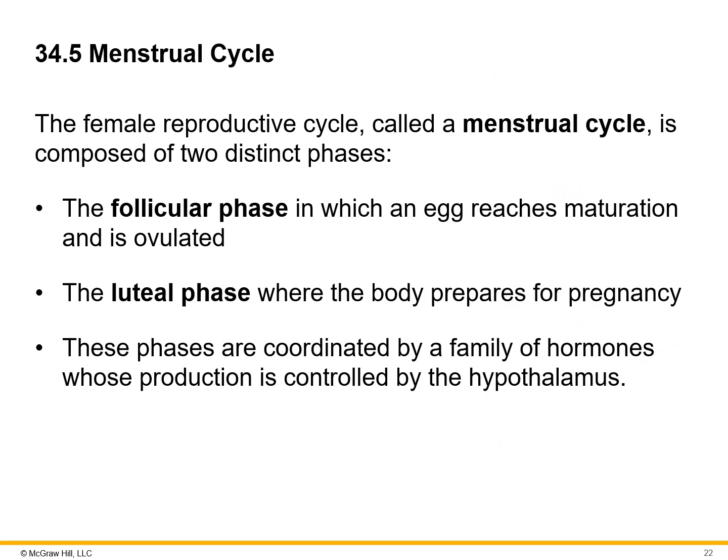All right, so now looking at the menstrual cycle in the female, again, the reproductive cycle called the menstrual cycle, we have two different phases. The follicular phase, this is when the egg is actually reaching maturation to become ovulated. And then we have the luteal phase, which is where it's preparing for pregnancy. And these are coordinated by our endocrine system, so different hormones that are ultimately produced and released by the hypothalamus.